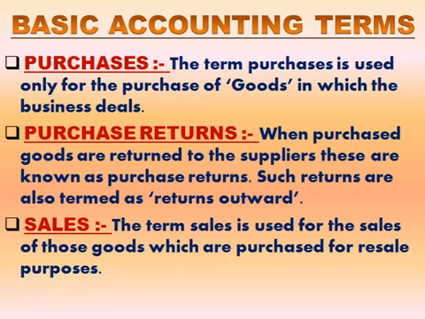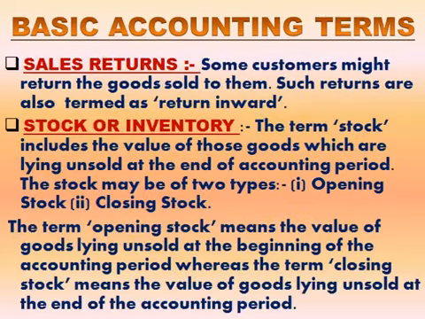Next accounting term is stock or inventory. The term stock includes the value of those goods which are lying unsold at the end of the accounting period. Stock may be of two types, opening stock or closing stock. Opening stock means the value of goods which are lying unsold at the beginning of the accounting period. Closing stock means the value of goods lying unsold at the end of the accounting period.